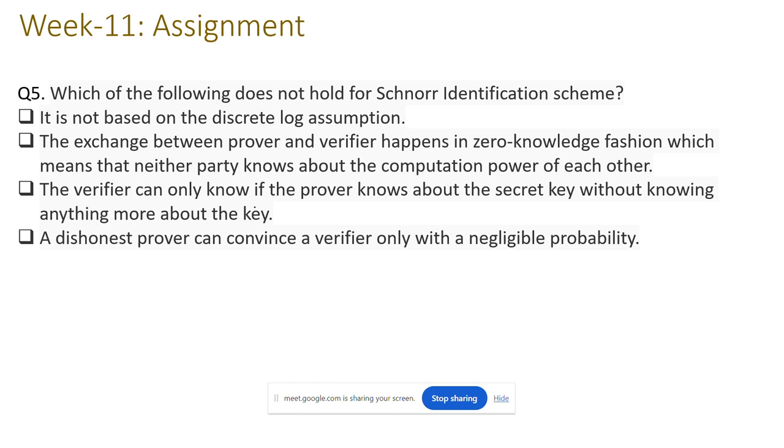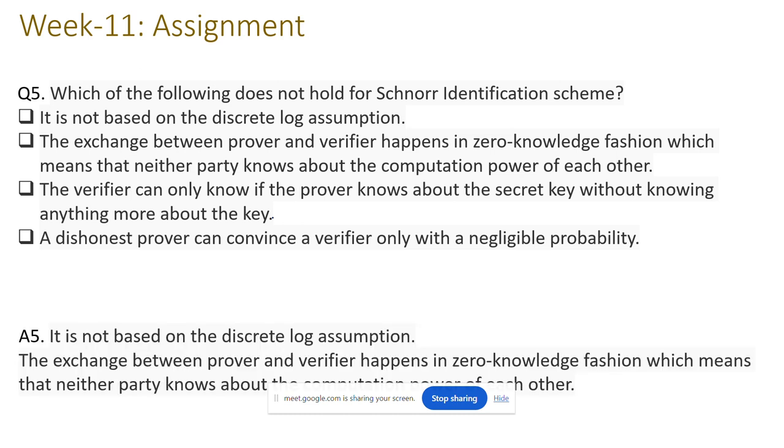Sorry, I was talking about the Schnorr identification scheme. So in the Schnorr identification scheme also, if the prover does not really hold the secret key, then it should not be able to convince the verifier that it has the knowledge. That verification should fail. Okay. So the third and fourth options are correct, right? Or the incorrect ones are the first and second statements.